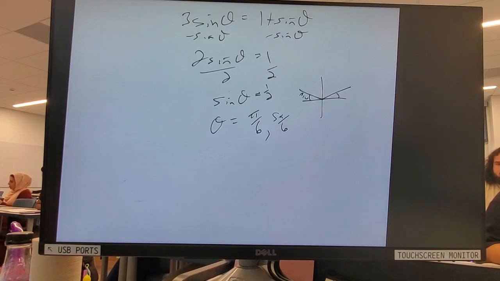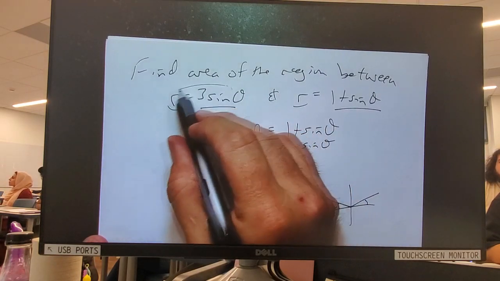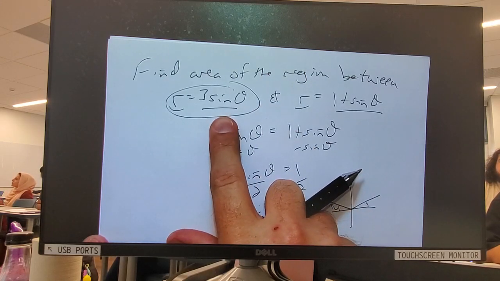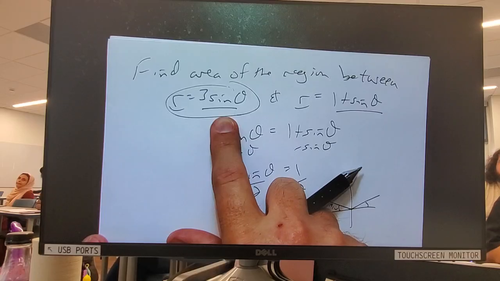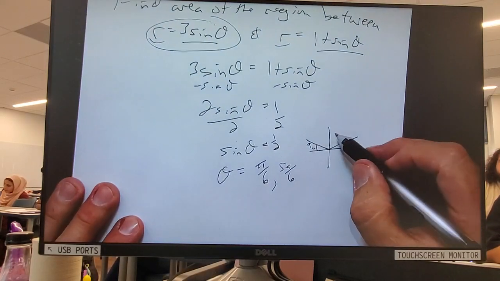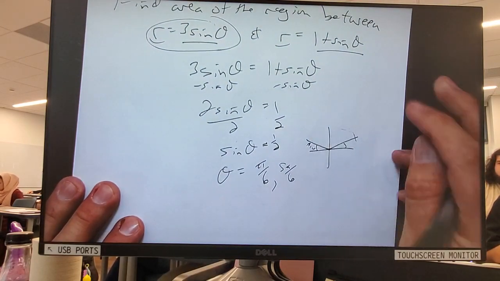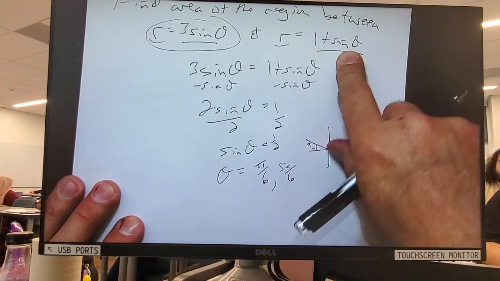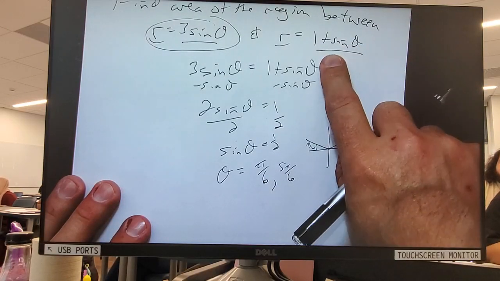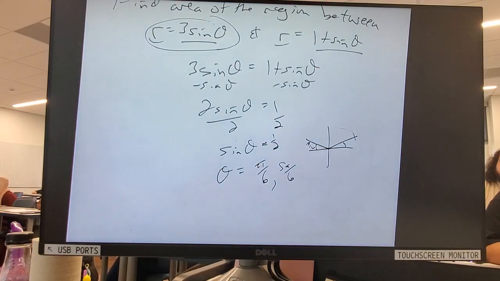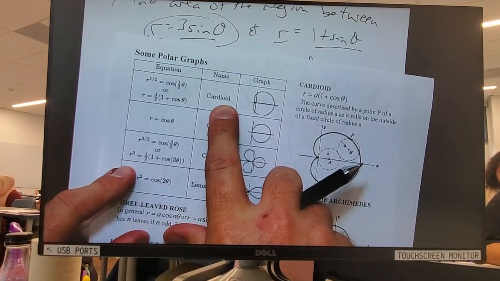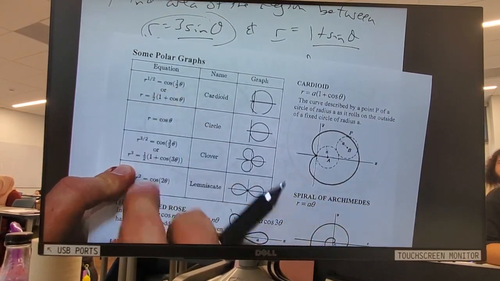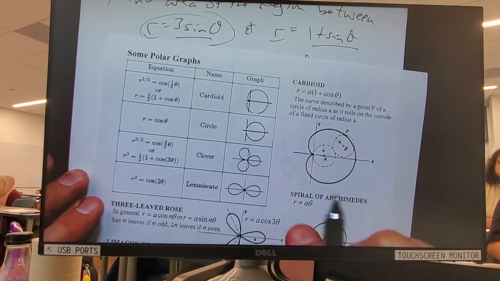By the way, can you guys tell me what shape this has? Centered on which axis? The y-axis, because it's sine. So there's a circle here, and then this one is a circle that's been shifted. Believe it or not, it's not a circle. If you look at this, how do you get a cardioid? Well, they don't tell you all the ways here.